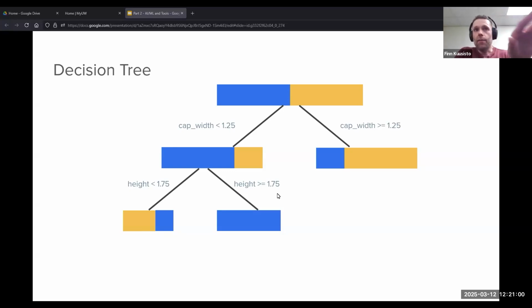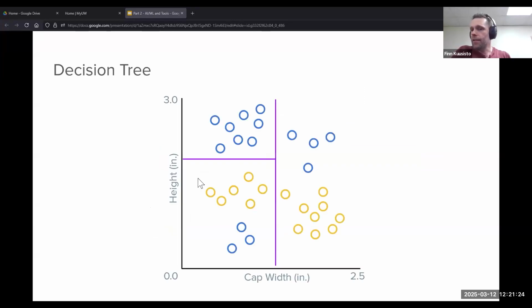And now I can see right in the leaf of this little tree that I'm building here, the one on the right, with cap width less than 1.25 and height greater than 1.75, they're all blue. So if I were to randomly draw in that space, it seems likely that I would have a blue example. And again, similar proportion, but useful information in the left bucket. And so it looks like this now with that line in there.